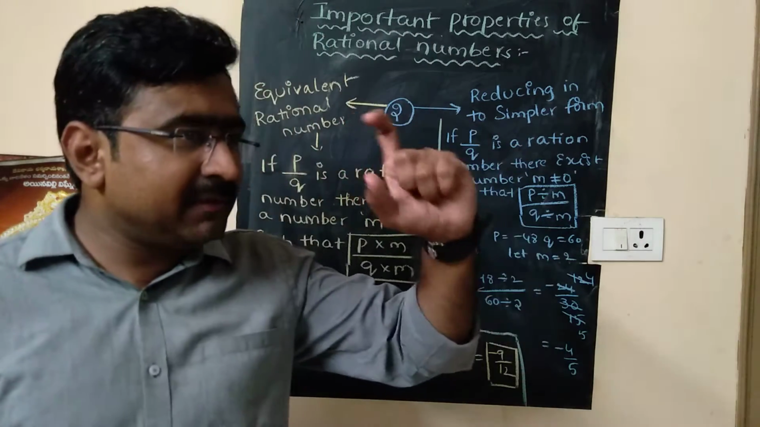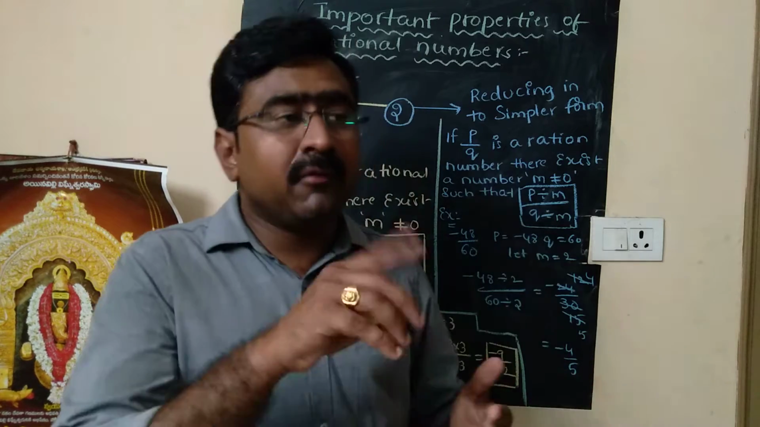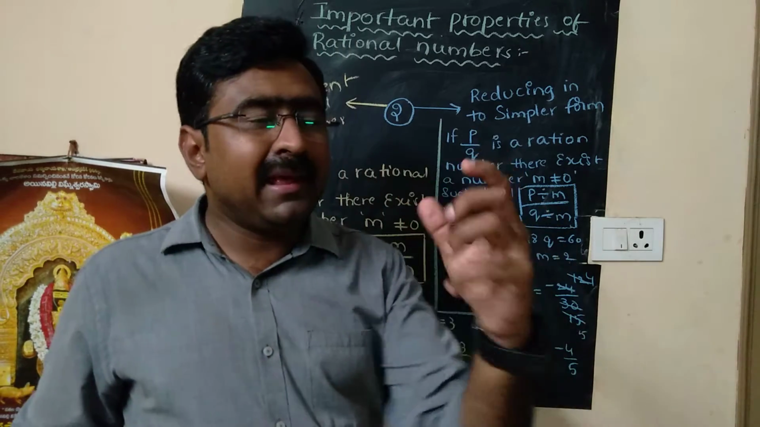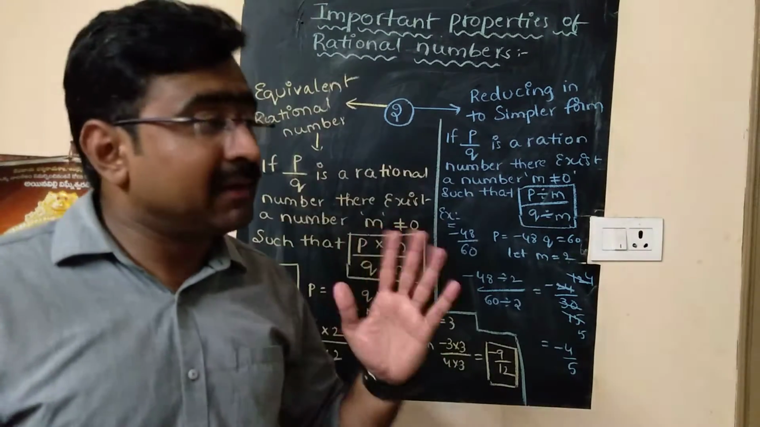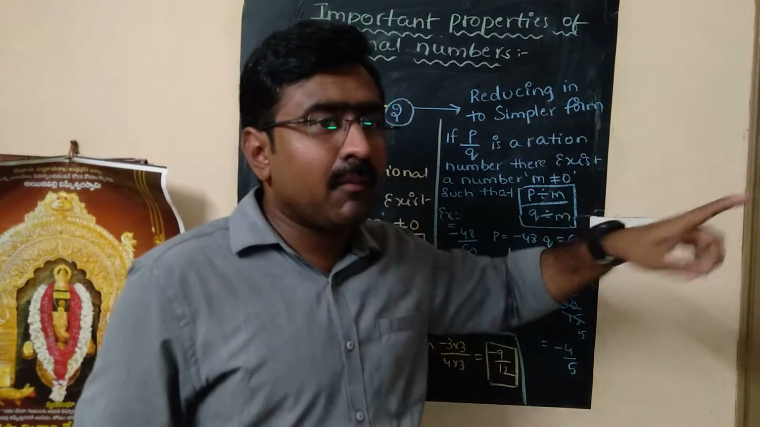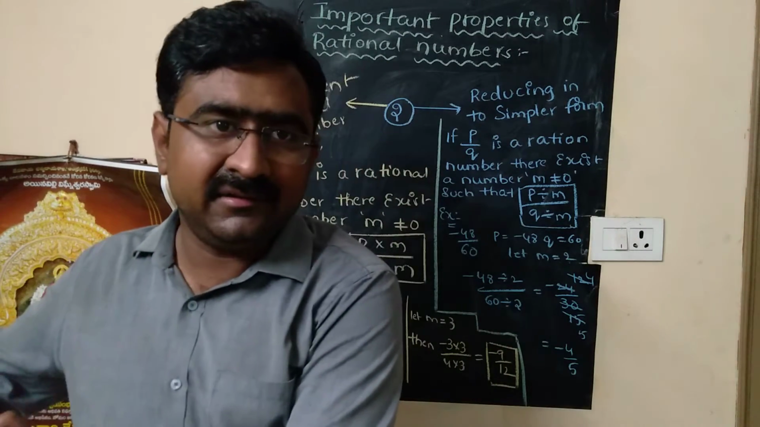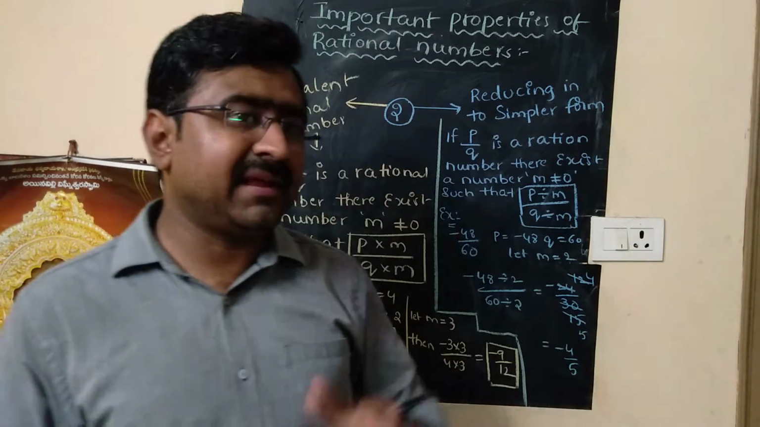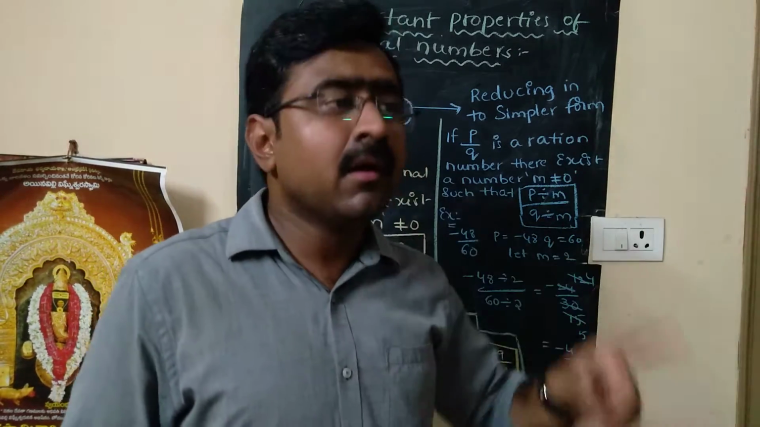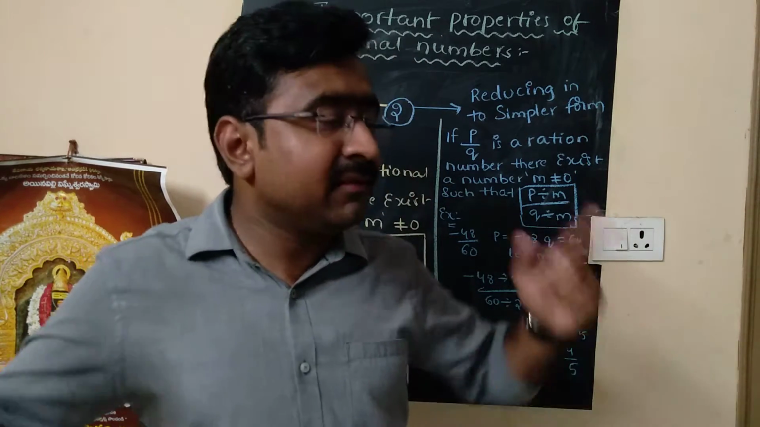In the equivalent rational number we are going to multiply a non-zero integer with the numerator as well as the denominator. But coming to simpler form, we are going to divide the numerator and denominator by a non-zero integer. So this is the basic difference: in the equivalent rational number we multiply, but in simpler form we divide.